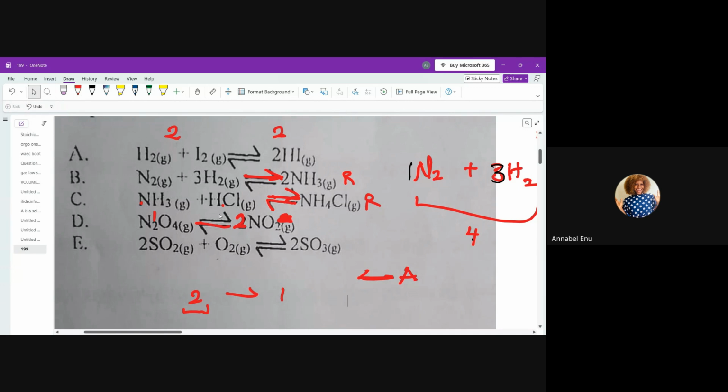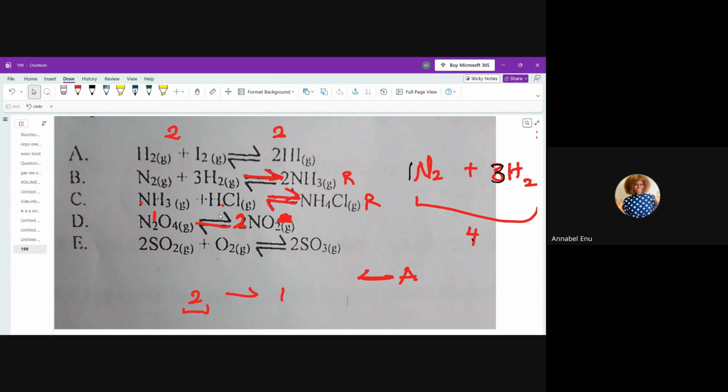So if you notice, from option B to E, they are all having a difference in number of mole from reactant to product. Okay, can be 4 and 2, 3 and 4, like that. But you see the A, both the number of mole of reactant and that of product are the same. So there is no effect of pressure there.